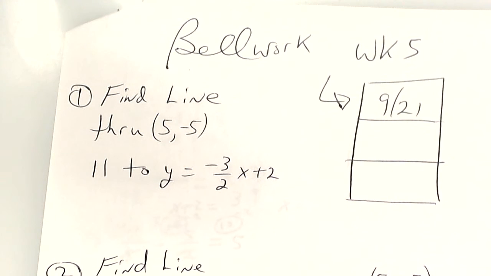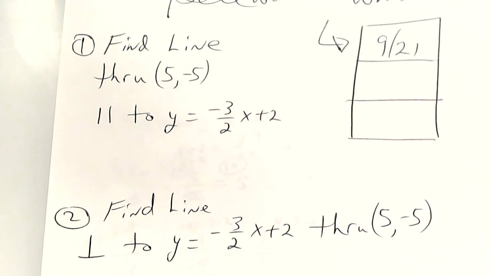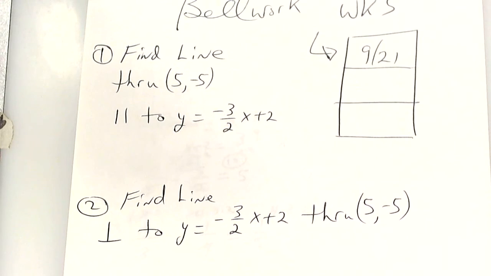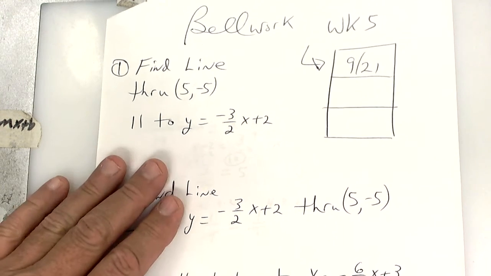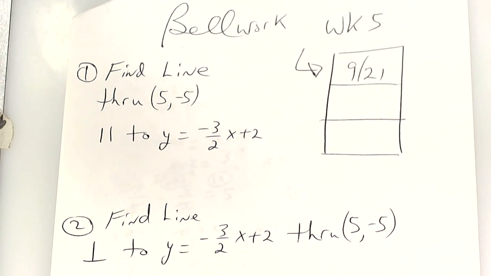All right, let's take a look at the bell work here. Let's see what we got. All right. We're going to do parallel and perpendicular. Let me minimize this. There we go. Okay, I think we can see it all. All right, so on this one right here, what we want to do is find parallel and perpendicular, okay? And we're going to finish that worksheet today. So look up here.